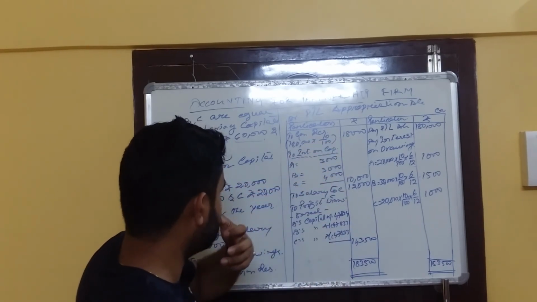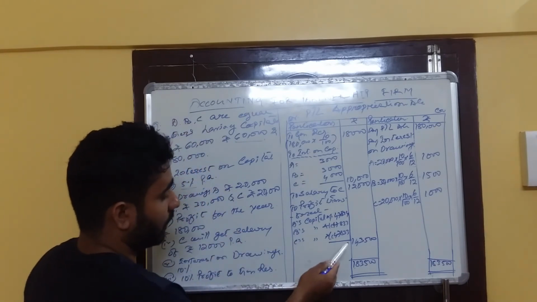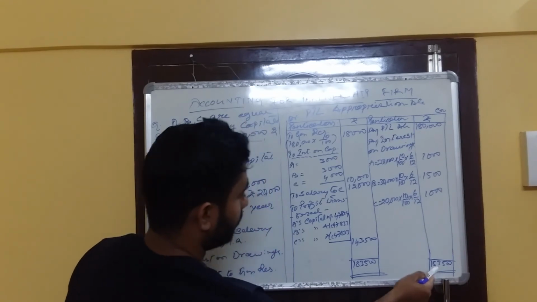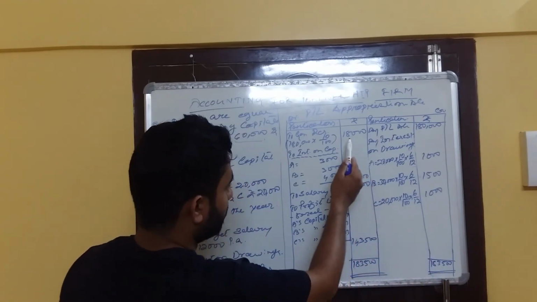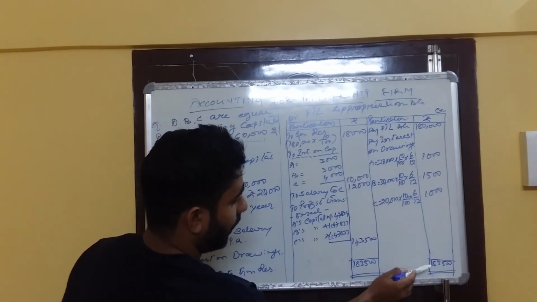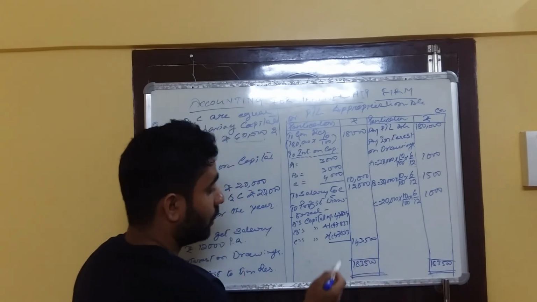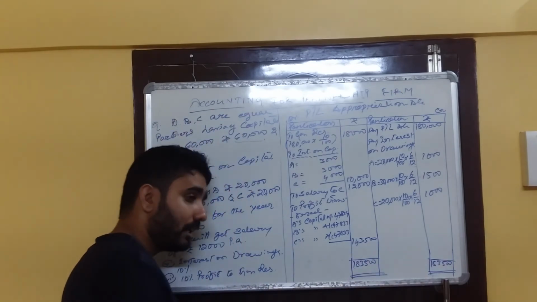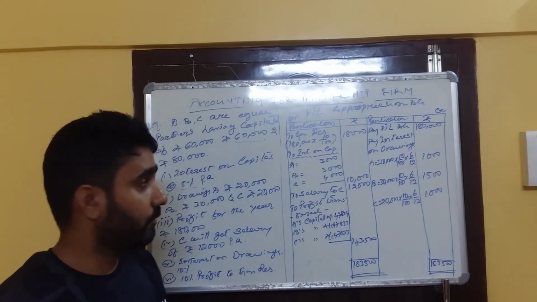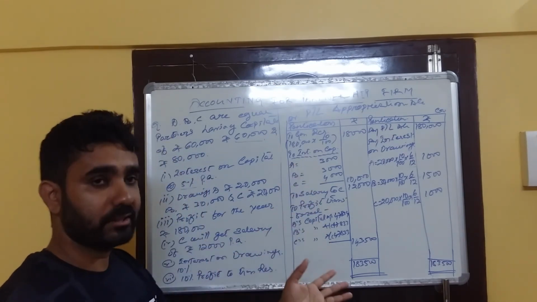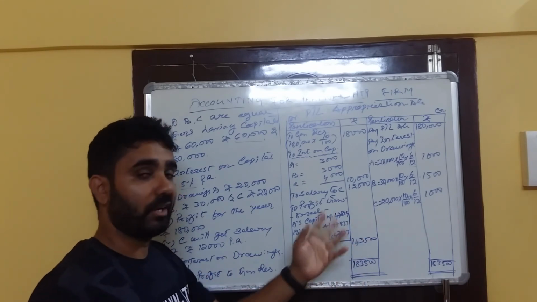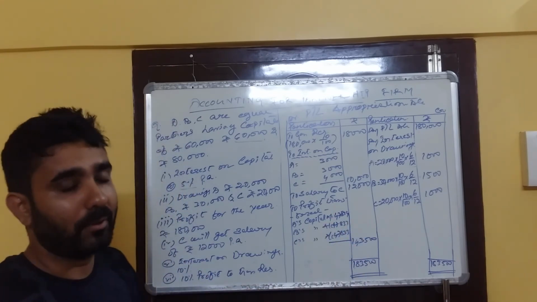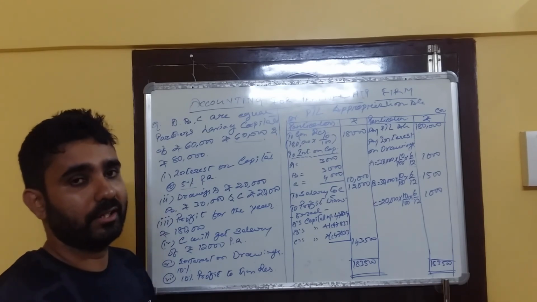So we deduct all this, and what do we get? 1,43,500. After deducting 18,000, 10,000 and 12,000 from 1,83,500, we get 1,43,500. And this is called the divisible profit. After deducting all expenditure, we got 1,43,500. This amount we need to divide among all the partners in their profit sharing ratio.